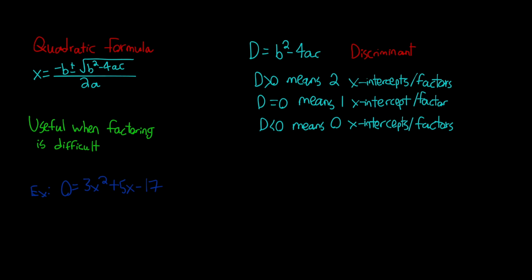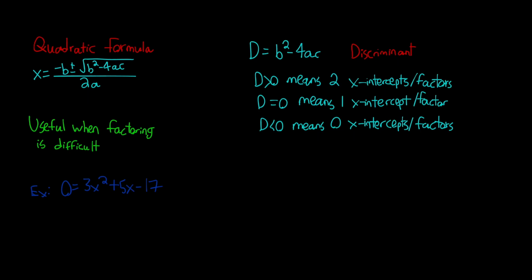Today, we're going to be talking about two useful formulas with respect to factoring quadratics, which are the quadratic formula and the discriminant. So, let's start with the discriminant. The discriminant tells us how many zeros or x-intercepts or factors our function has, and it's equal to b squared minus 4ac.